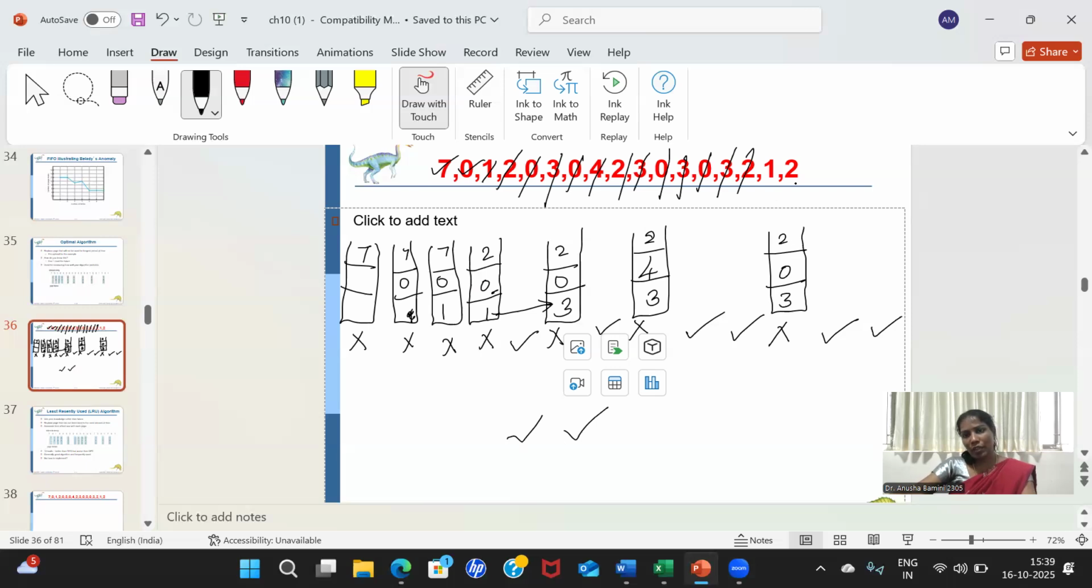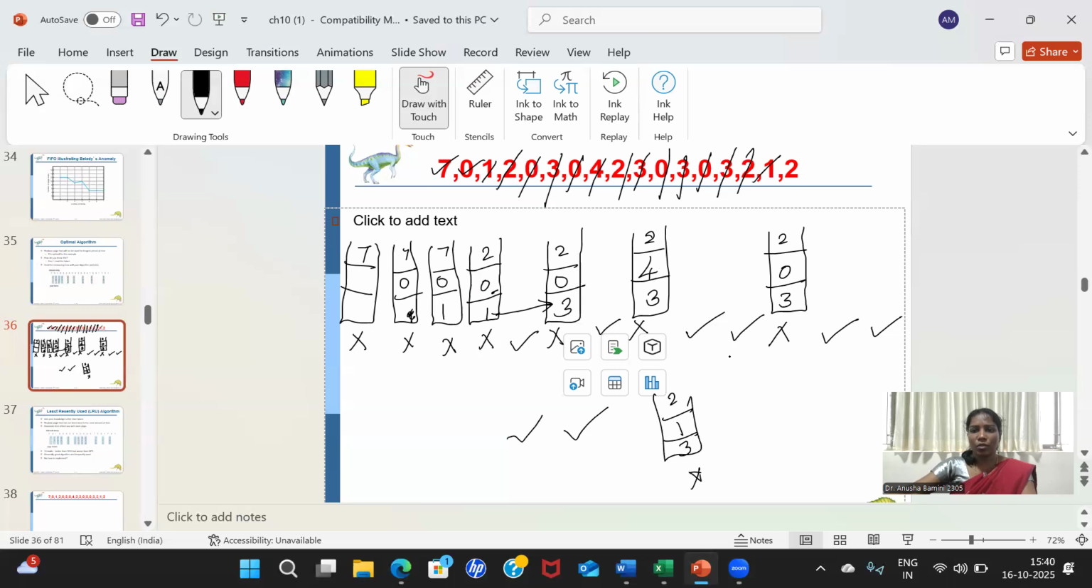I have 2, 0 and 3. 2 will come nearer. 0 will not come. Both 0 and 3, I am replacing the first one. Okay, so here also I have a page fault because I couldn't find 1 here. So 2, I'm replacing 0 by 1 and 3 here.